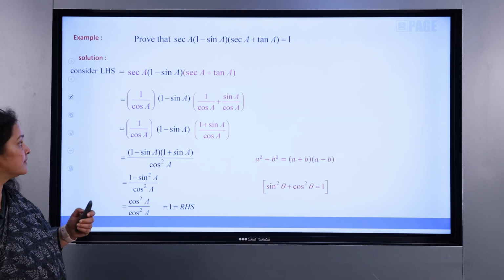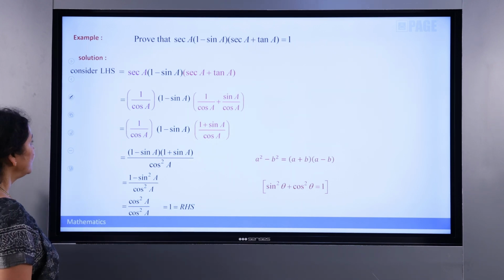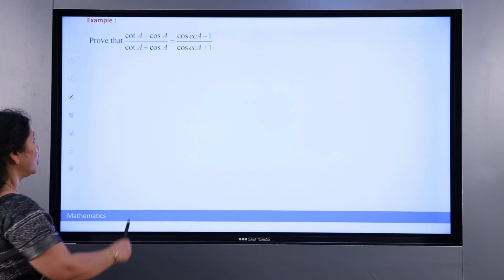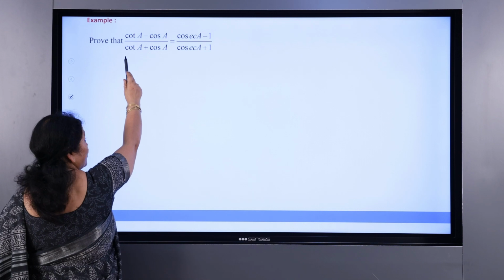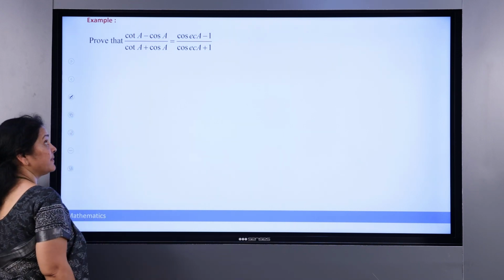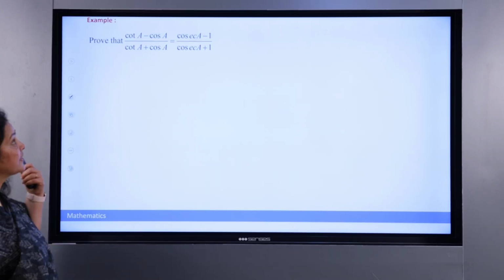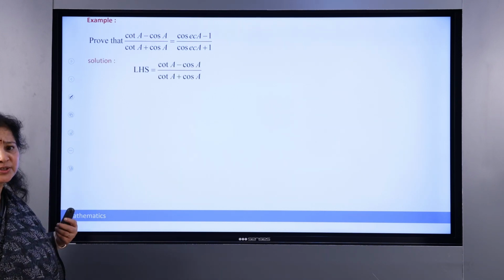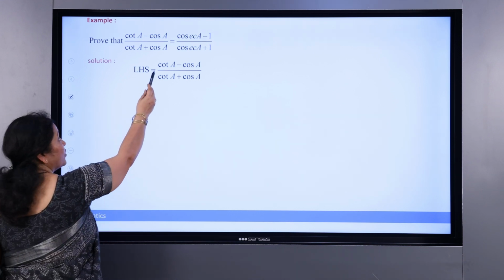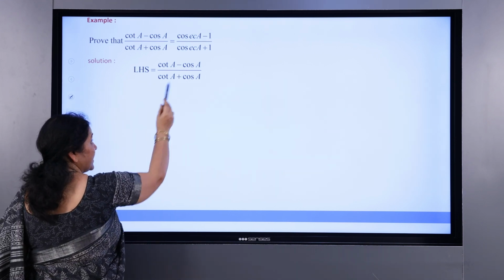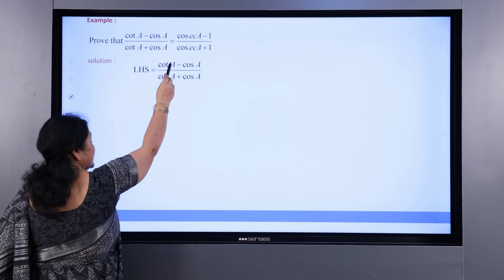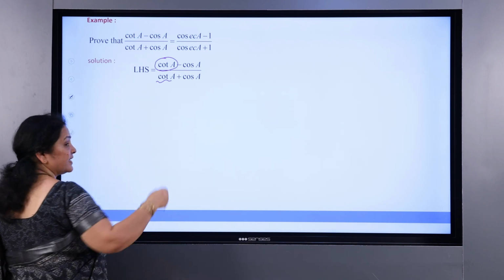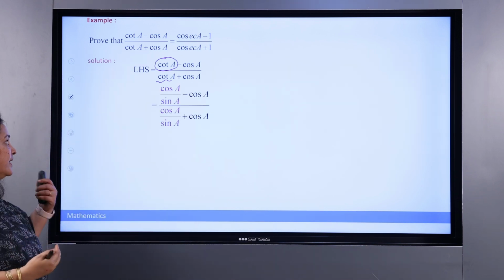Let's look into one small example again, one more. Right, we need to prove this. Cot A minus cos A by cot A plus cos A is cosecant A minus 1 by cosecant A plus 1. So consider the LHS because that's easy to simplify also. Both the ways you can do it. So LHS: cot A minus cos A by cot A plus cos A. Now which is the easier one to replace? This value cot A can be written as cos A by sin A, right?